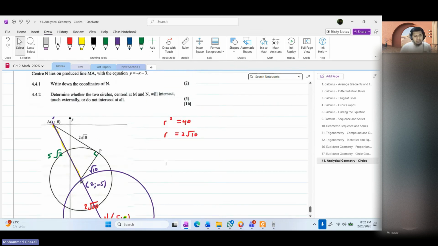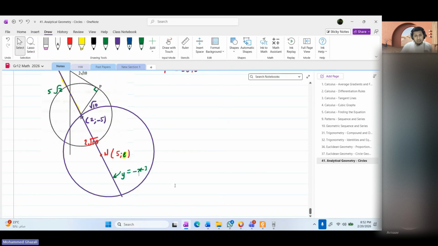Write down the coordinates of N. The coordinates of N is easy because I'm just going to take the value of 5 and substitute it into the equation of this line that's given. Right? So N is a coordinate 5 and e.